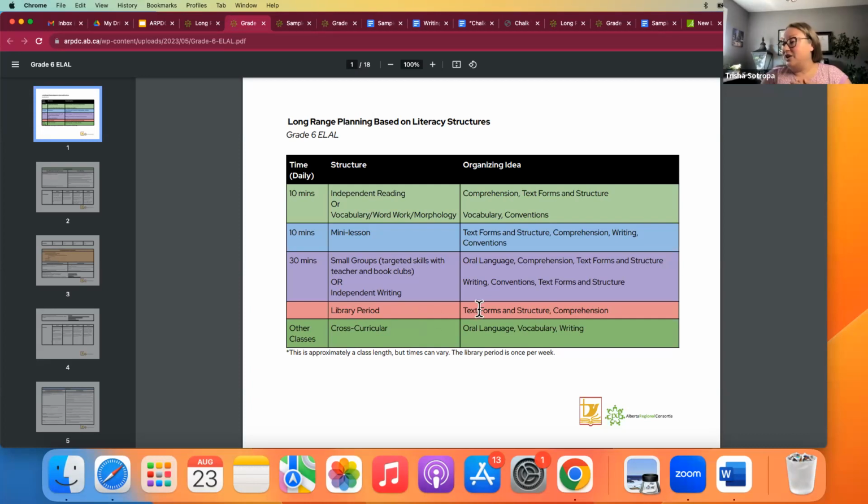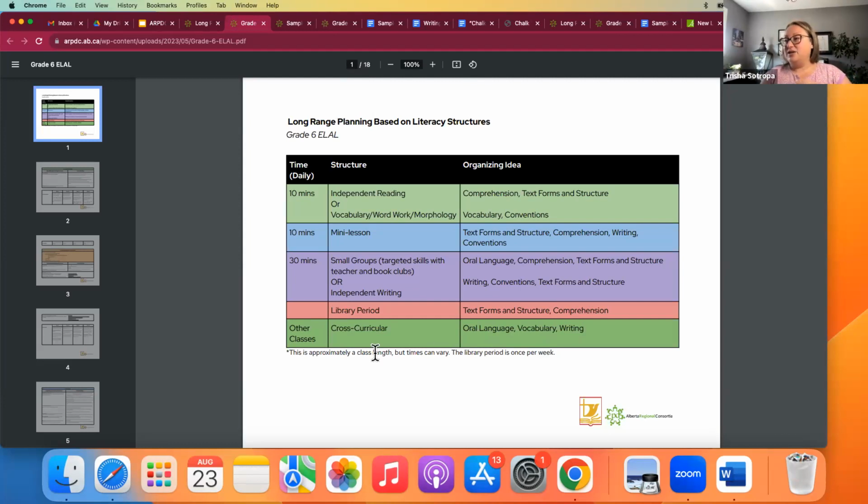So we made sure that there were outcomes connected with library period in the text forms and structure organizing idea and in comprehension. And then just like you would with elementary or junior high, she would work with the teachers who also teach science, social studies, to make sure that the oral language and the vocabulary and the writing were supported in other subject areas.